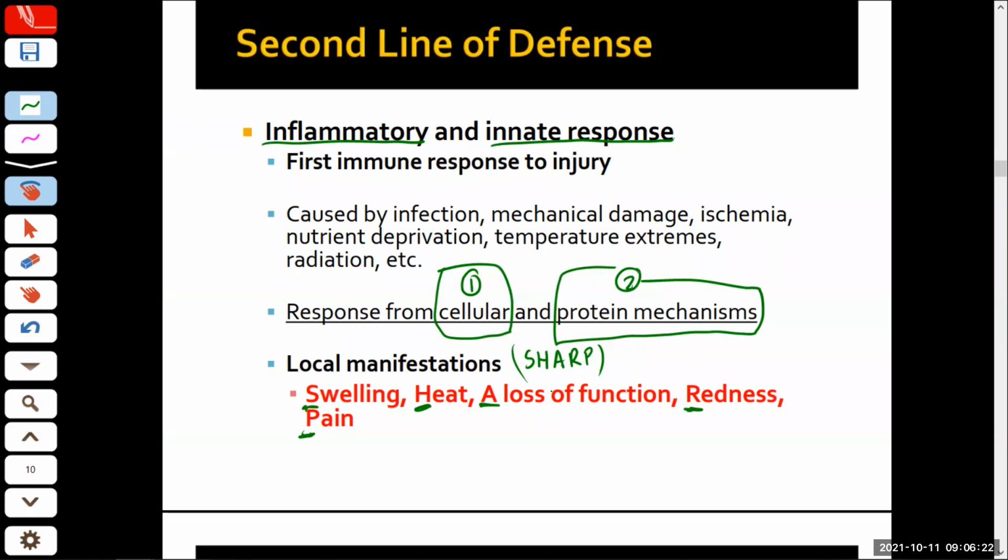Okay. Why do I say a possible loss of function? If I get a paper cut, do I lose my finger? You guys see what I'm saying? Like, grain of salt here. Now, you might ask why. Why do we see these symptoms here?